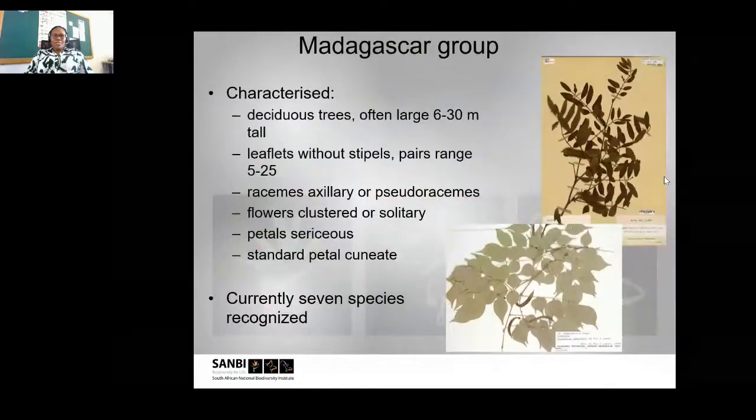So the Madagascan group is quite distinct. They are characterized by deciduous trees that are often very large, up to 30 meters tall. Their leaflets are without stipules, and their pairs range from 5 to 25 pairs. Racemes are axillary, or their flowers are in pseudoracemes. Their flowers are either in clusters or they are solitary. Sorry, the petals are sericeous, and the standard petal is cuneate. And currently, there are about 7 species that are recognized in this group.